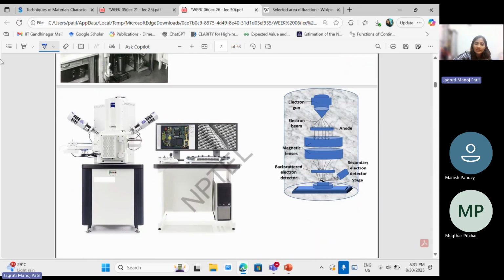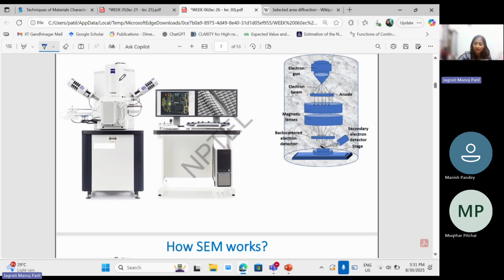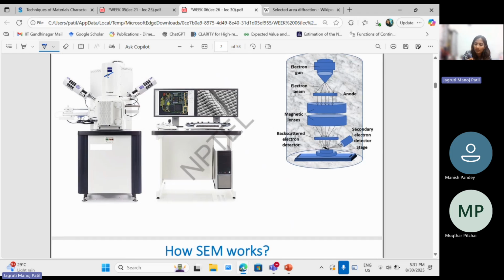This is the same system from IIT Kharagpur's lab. This is a Zeiss system, however you pronounce it. And previously we saw what different types of electrons we get.